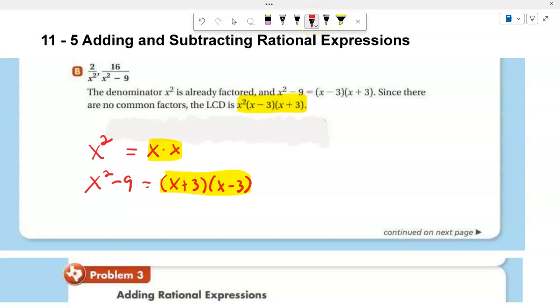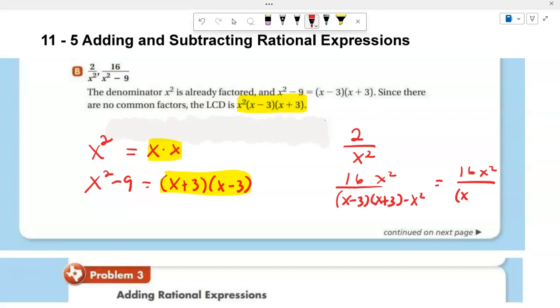So I think they wanted us to add and subtract. So we have 2 over x squared, and the other one is 16 over the factors, which are x minus 3 and x plus 3. So to change this fraction to have a common denominator, you multiply times x squared. So that's going to be 16x squared over, I'm going to go ahead and say x minus 3 times x plus 3 times x squared. I'll put it in the back for right now.